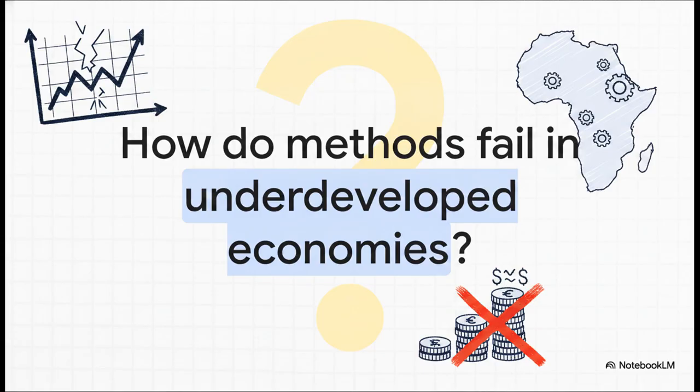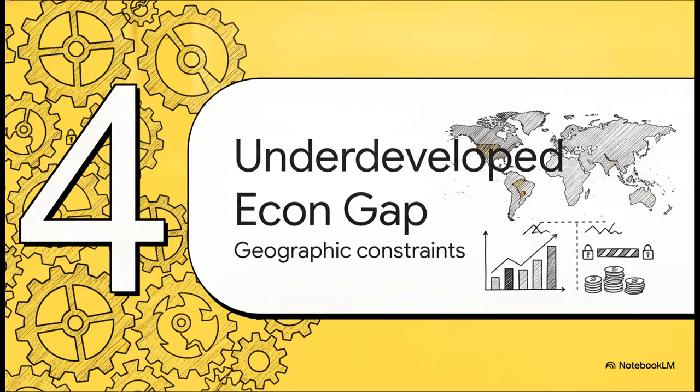Now we've got to step back and ask, how do these strict data collection methods fundamentally break down when we apply them to underdeveloped economies? Because honestly, this is where the income method faces its absolute most severe geographic test. That brings us to Section 4, the underdeveloped economy gap. This is why the income method faces such severe geographic constraints.